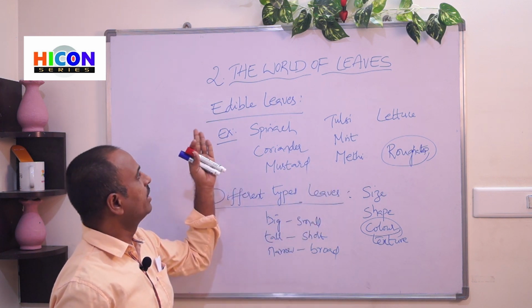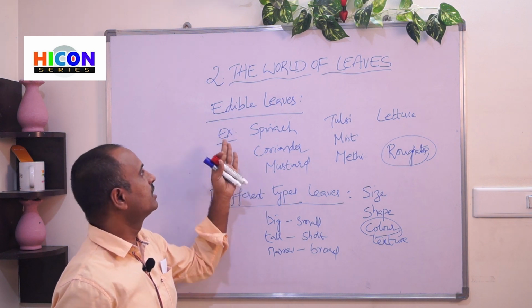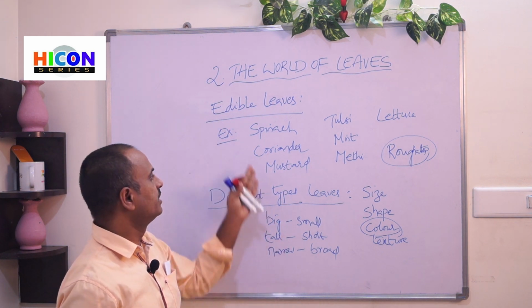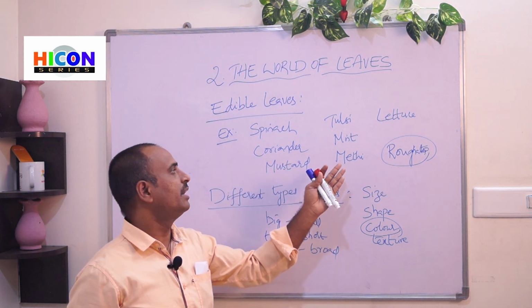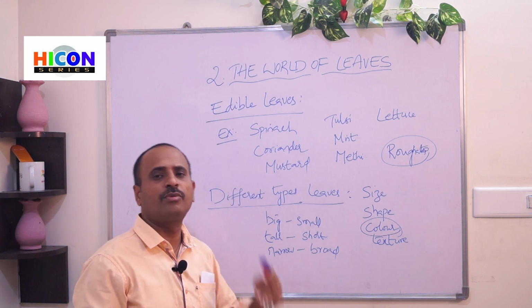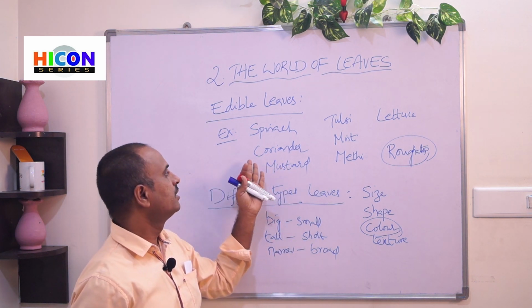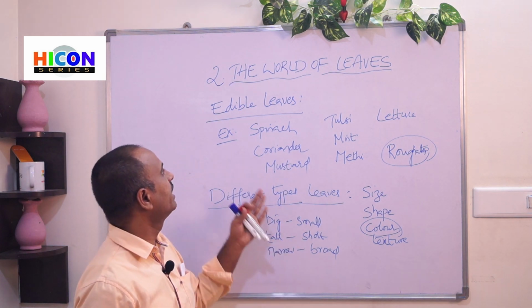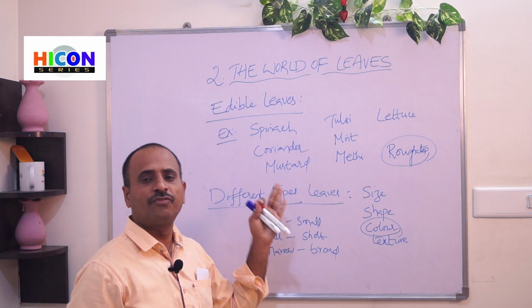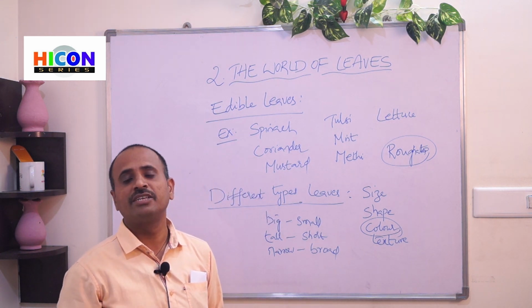So these are called edible leaves. We can eat these leaves in our food. They are very rich in vitamins and minerals, very helpful to our body, and they also prevent constipation because they give sufficient roughage in our food. That's why we have to take these leaves as a food, especially twice or thrice in a week.